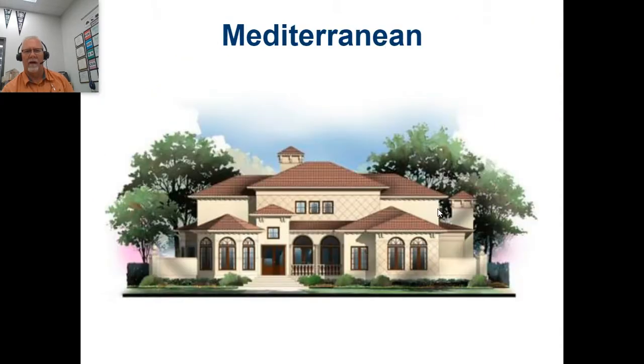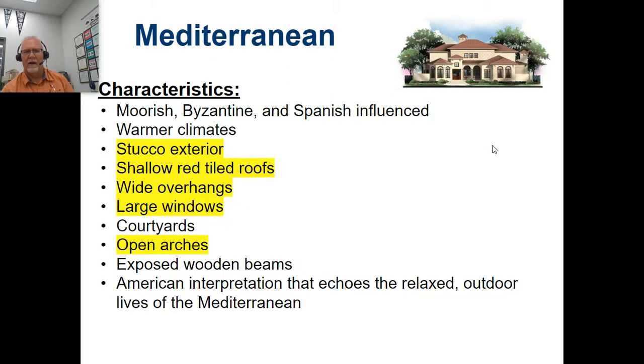The Mediterranean style kind of reminds me of the adobe style a little bit because we have some similar roofs, we have some rounded archways and so on. It's from the, I guess we say the Moorish or the Byzantine, influenced by the Spanish. Usually in the warmer climates, not so much in our area here in the northern hemisphere of Minnesota where it's cold.